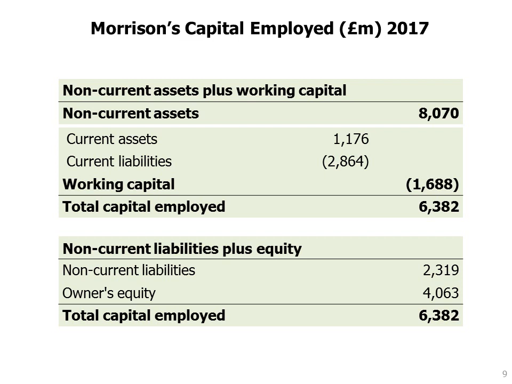And here's an example of Morrison's capital employed. Morrison's non-current assets of £8,070,000,000, net current liabilities of 1,688. So its total capital employed is £6,382,000,000, and this is financed with non-current liabilities of £2,319,000,000 and owner's equity of £4,063,000,000.